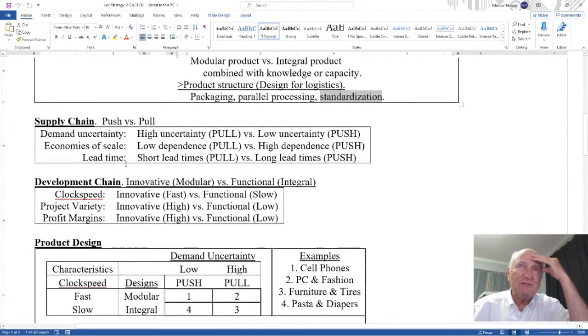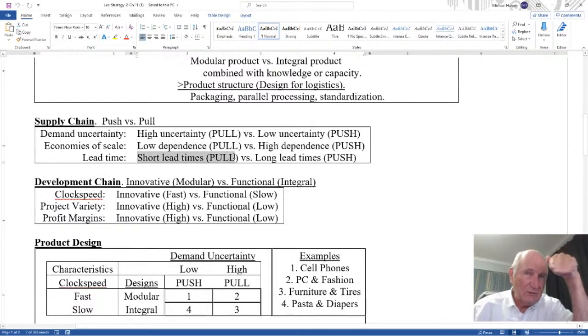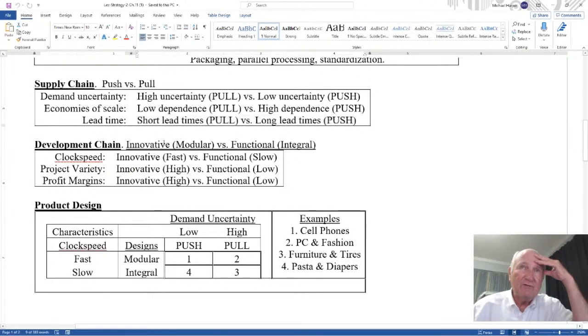Okay, the push-pull for the supply chain. Here are the dependent uncertainty. High uncertainty is a pull system. Low uncertainty is a push system, where you pretty much know what the forecast is going to be. Economies of scale, low dependence is a pull. High dependence is a push because you have larger inventories, and the economies of scale can drive down the cost. Lead times: short lead times is pull, order fulfillment. Long lead times is push, cost emphasis. Now the development chain: innovative or modular, functional or integral. The clock speed, if it's fast, it's usually innovative. And if it's functional, it's slow.